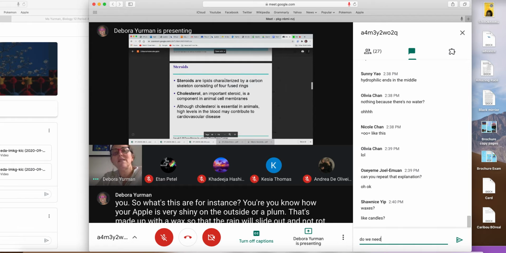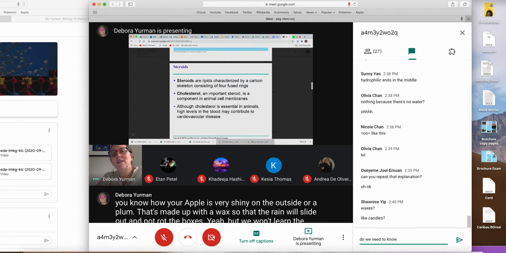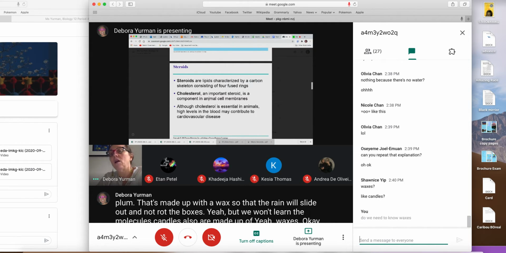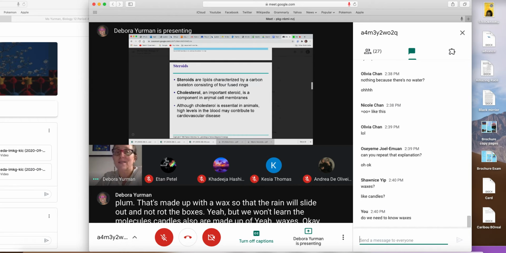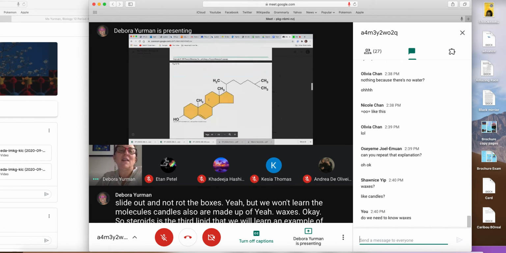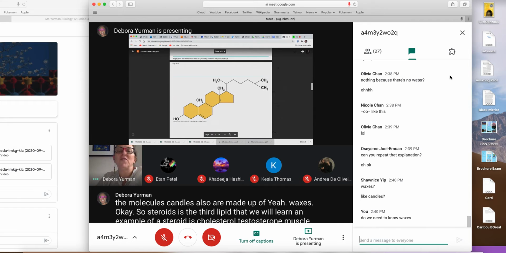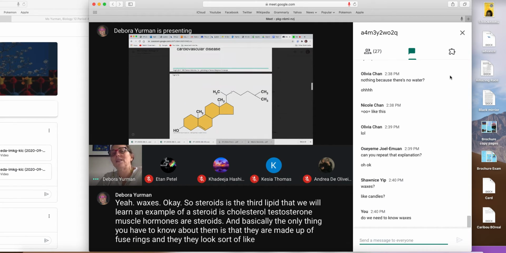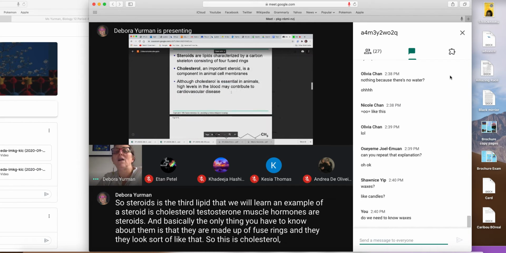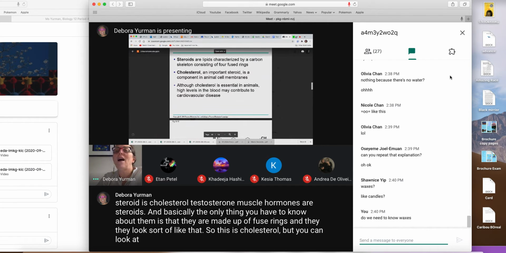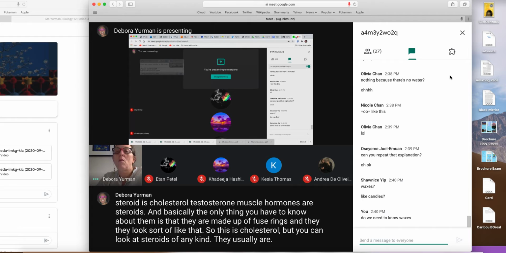Okay, so steroids is the third lipid that we will learn. An example of a steroid is cholesterol, testosterone, most hormones are steroids. And basically the only thing you have to know about them is that they are made up of fused rings, and they look sort of like that. So this is cholesterol, but you can look at steroids of any kind. Hormones are usually steroids.